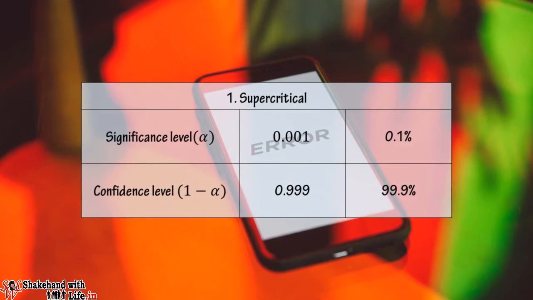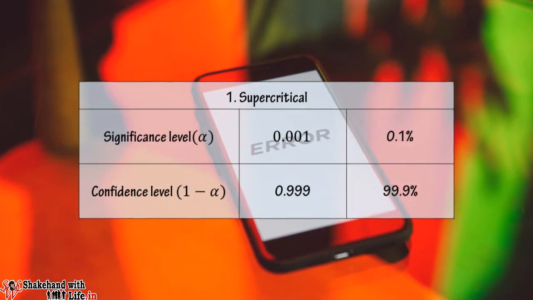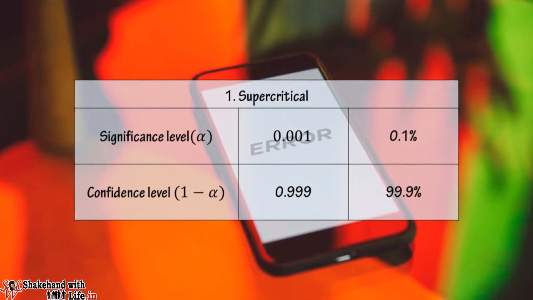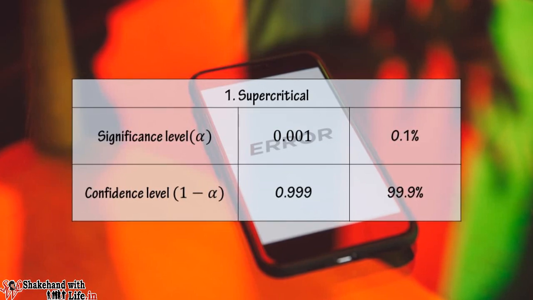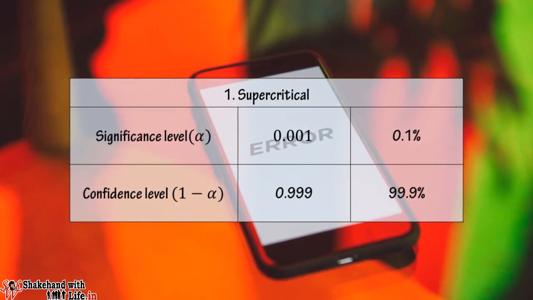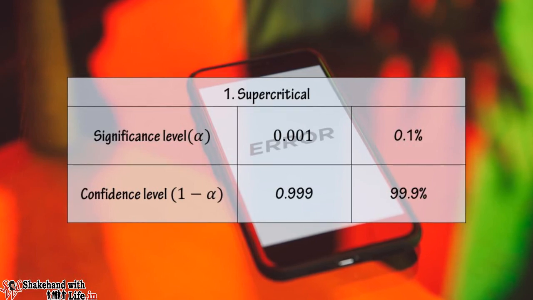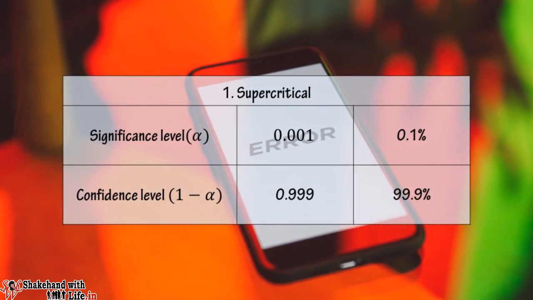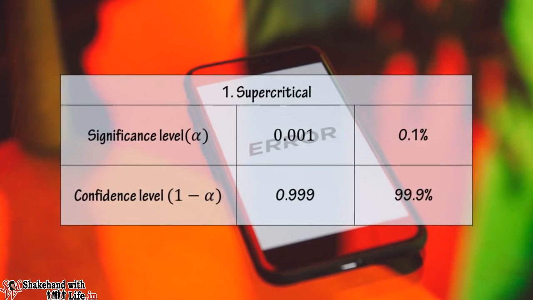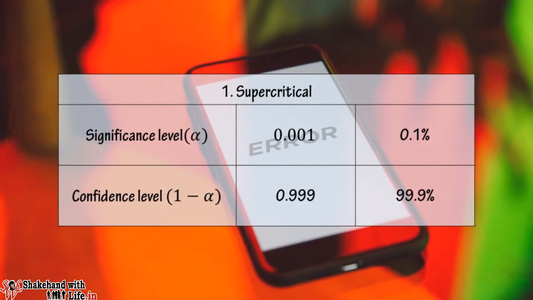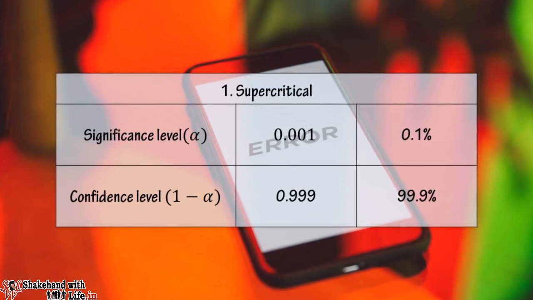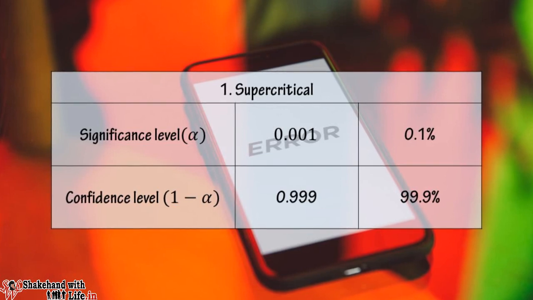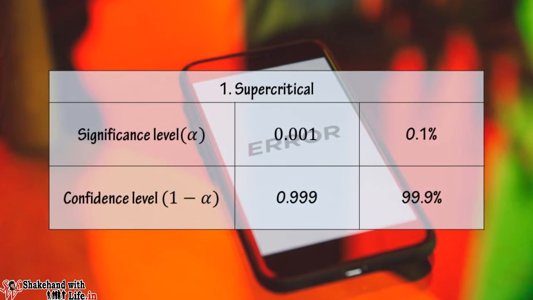Choose the value of alpha 0.001. It means the chance of making type 1 error is 0.1%. Here the confidence level, which means 1 minus alpha, is 0.999, that is 99.9%. In this case, it costs more than $100 million or a large loss of life for rejecting a null hypothesis when it is true.